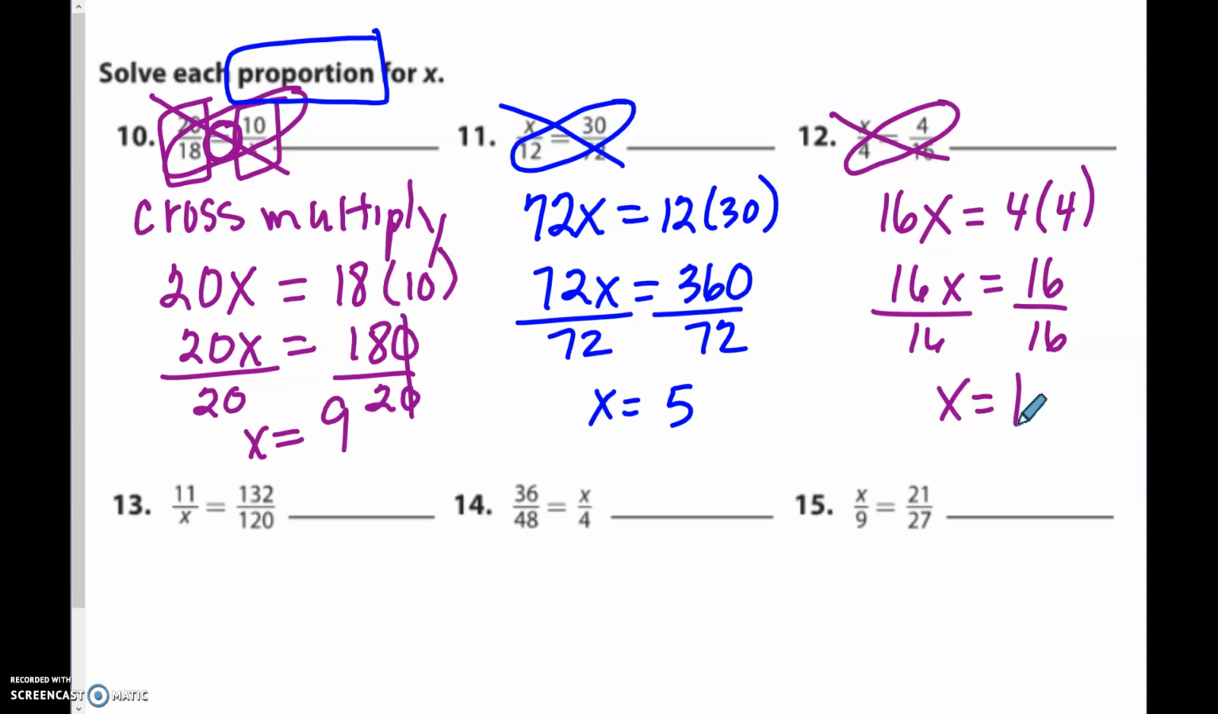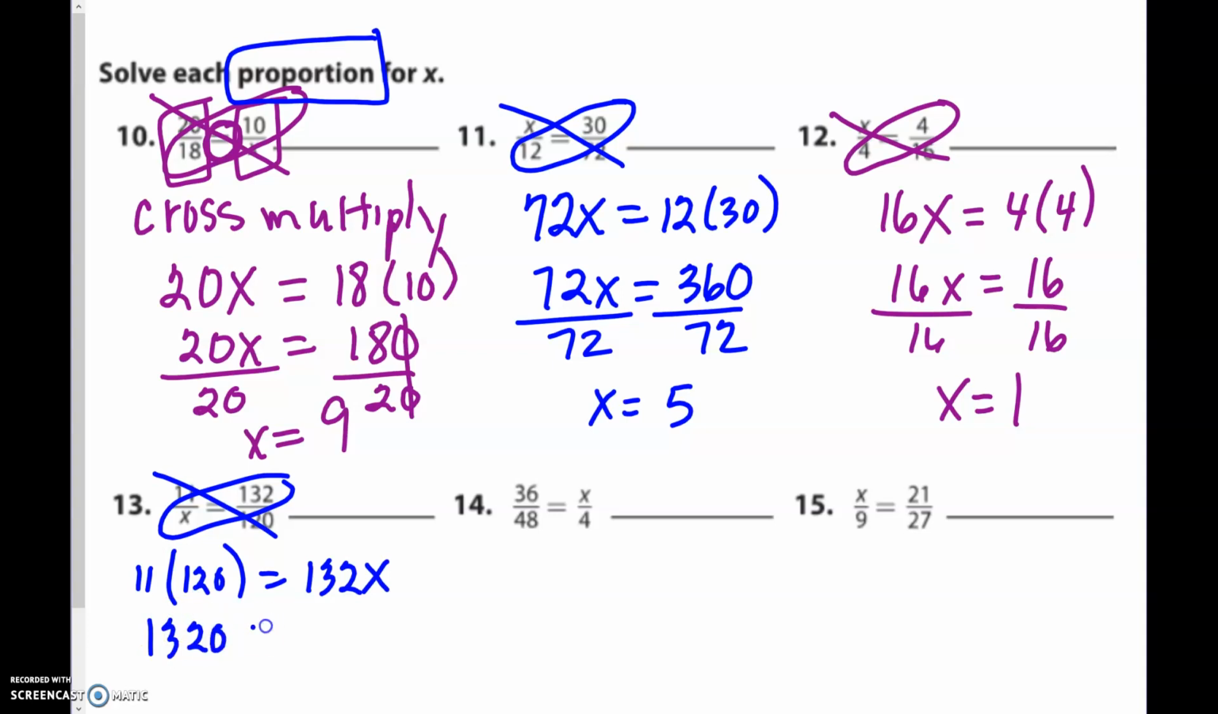All right, do the same thing. So number 13, so shut off the video, or pause it, I should say, and then go ahead and give number 13 a try. All right, I'm going to multiply 11 times 120, and that's going to equal, when I go this way, 132 times x. So 11 times 120 is 1,320 equals 132x. So I'm going to divide by 132. And when you divide by 132, we get 10.